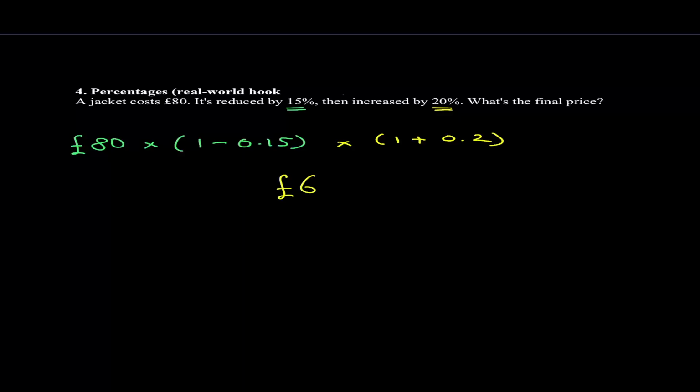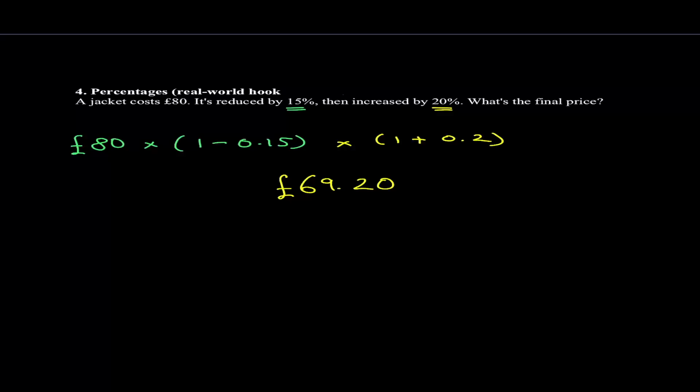Sorry, £69.20. 20 pence. I'm getting my currencies mixed up here. Okay, let's learn how to do this without a calculator. So let's reduce it by 15% first. Actually, I mistyped that into my calculator.